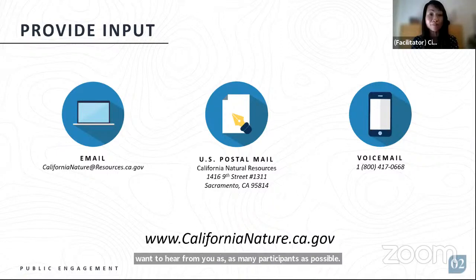And so we'll have 90 seconds to provide your input. If you don't get a chance to speak today and want to provide additional input, you may send an email to californianature@resources.ca.gov, send a letter via postal mail, or leave a voicemail message at 1-800-417-0668.